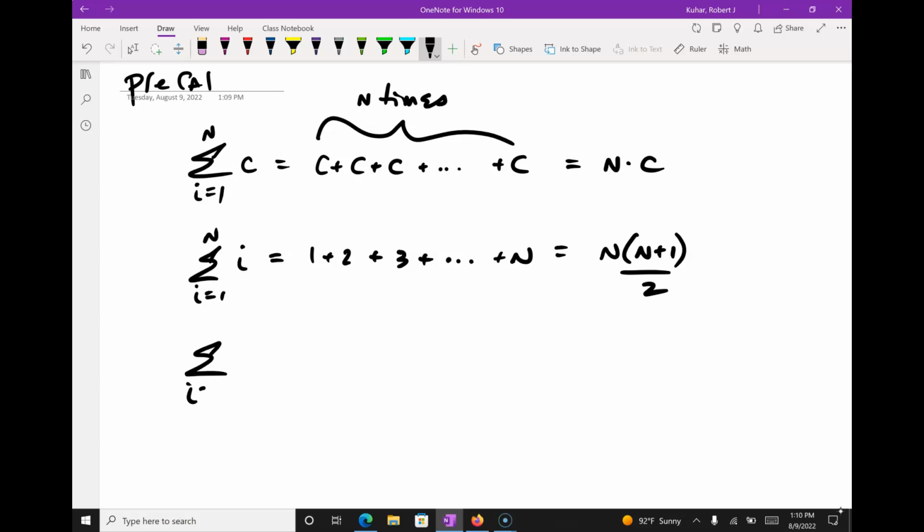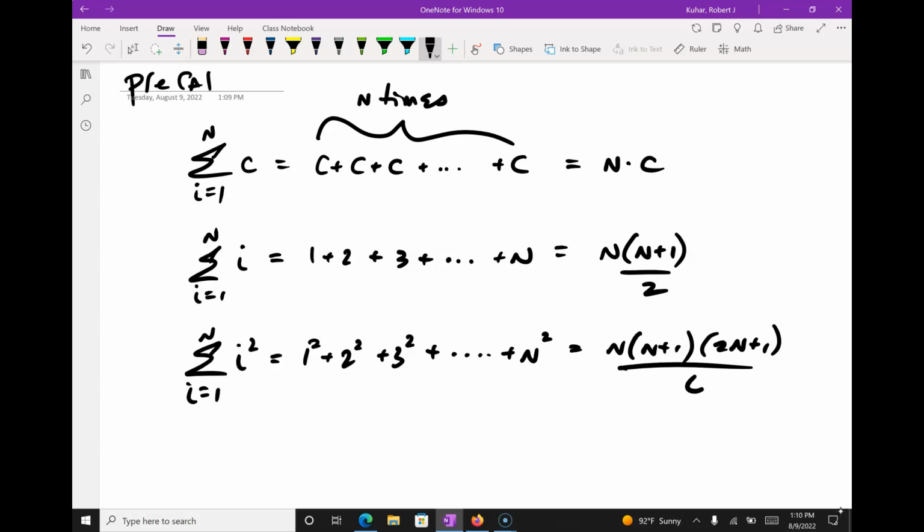The sum of i equal 1 to n of the index squared is 1 squared plus 2 squared plus 3 squared plus dot dot dot all the way up to n squared is n times n plus 1 times 2n plus 1 all over 6.